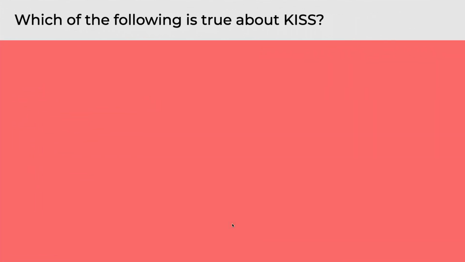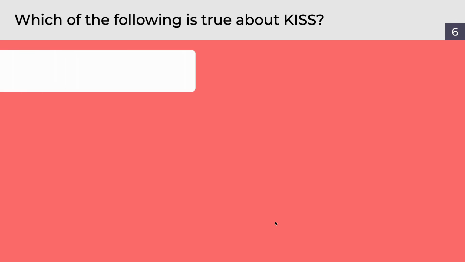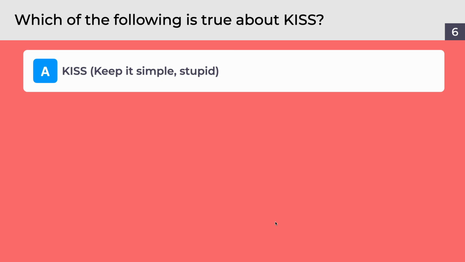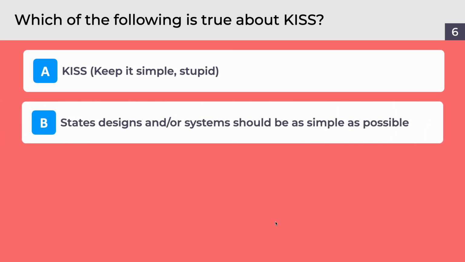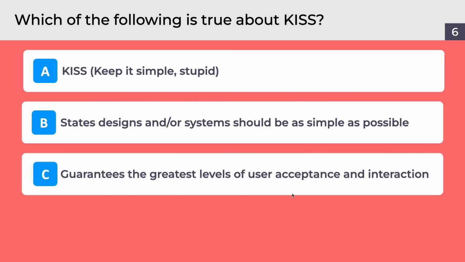Question number 6. Which of the following is true about KISS? Okay, I think we remember KISS. Option A, KISS, keep it simple, stupid. That looks correct as the acronym for KISS. Option B states design and/or system should be as simple as possible. I believe that's true because the whole idea of KISS is to keep it simple and stupid.